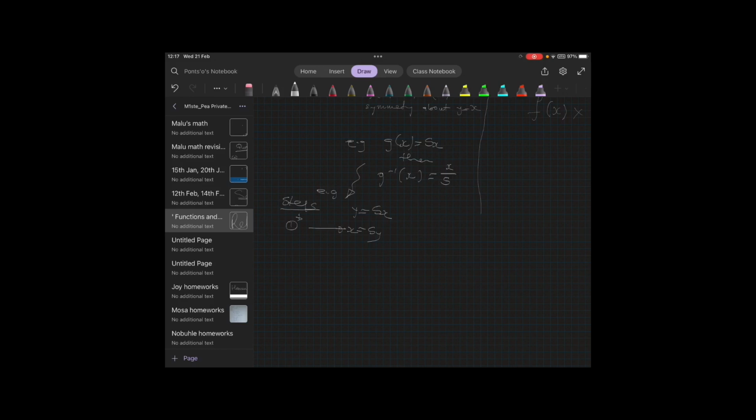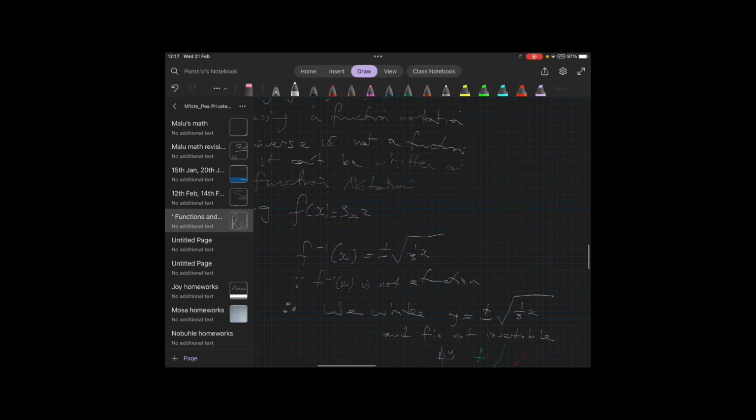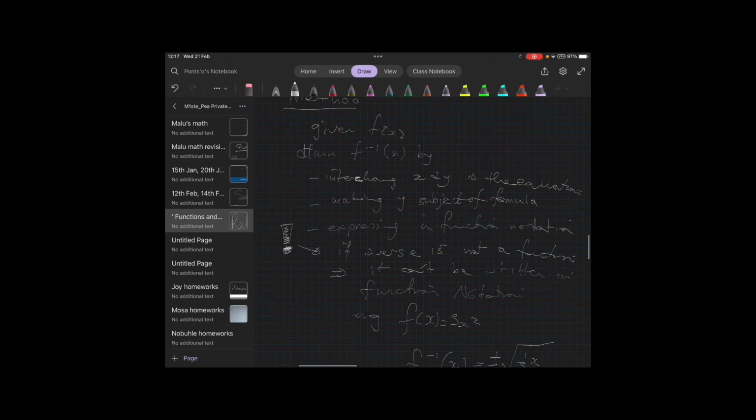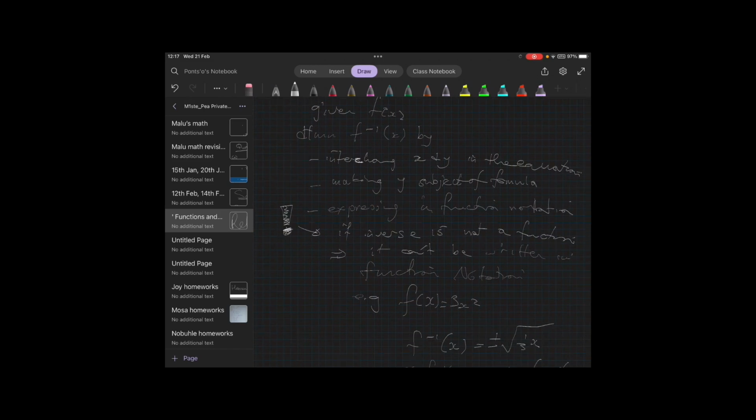So our steps here: interchange. And then step 2, you said is what? You said step 2 is 2?